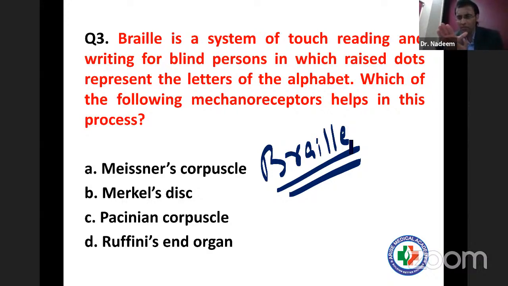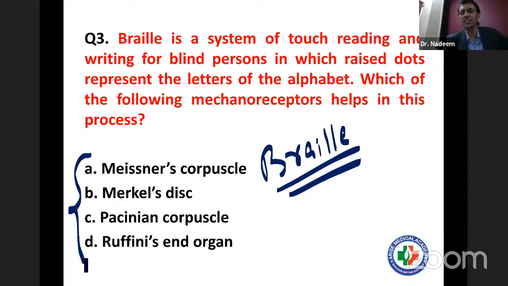So these mechanoreceptors are going to sense either small touch, superficial touch, deep touch, pressure and vibration. I hope you remember all these parts: Meissner's corpuscle, Merkel's disc, Pacinian, and Ruffini's end organ. These are our mechanoreceptors, responsible for superficial touch, deep touch, vibration and pressure.